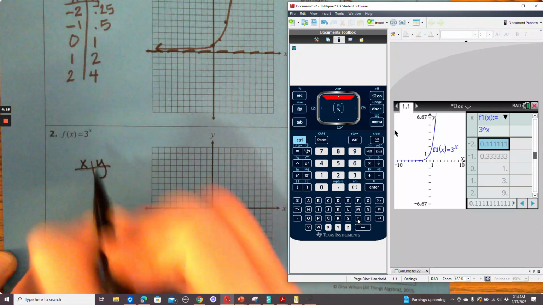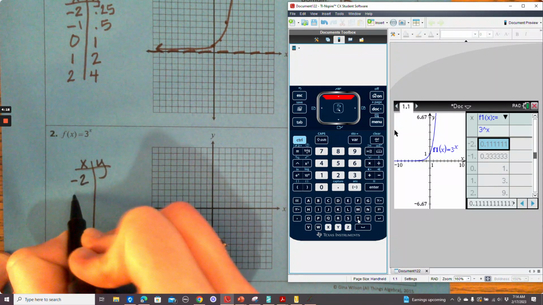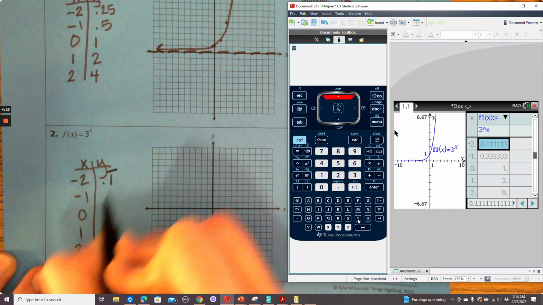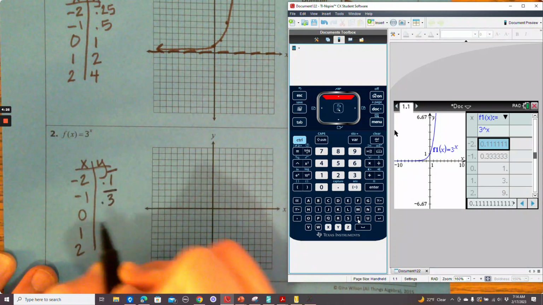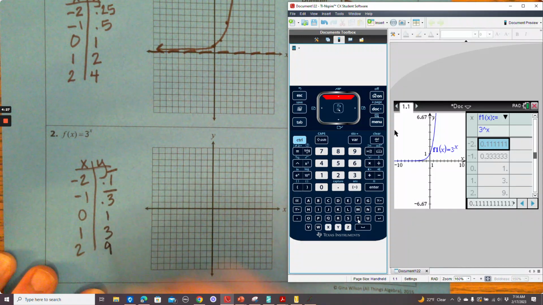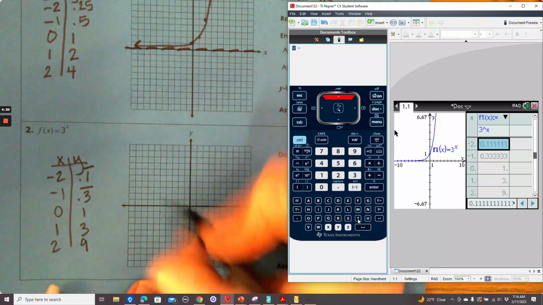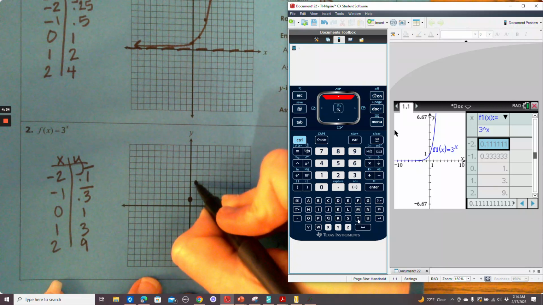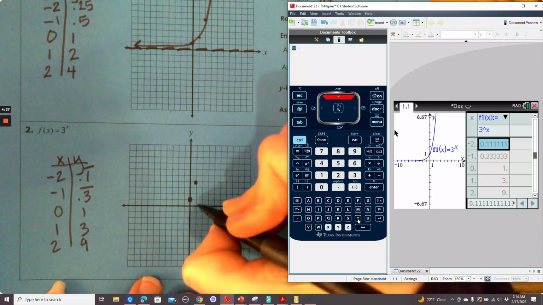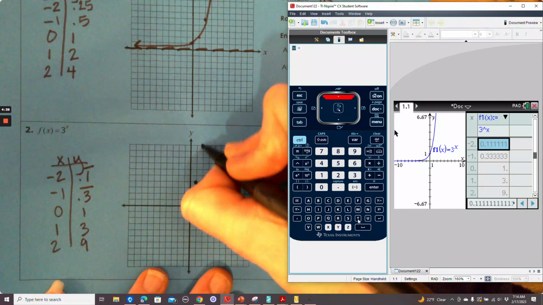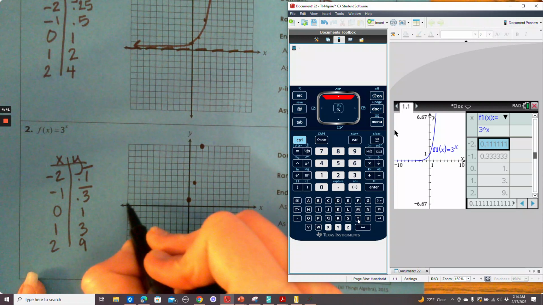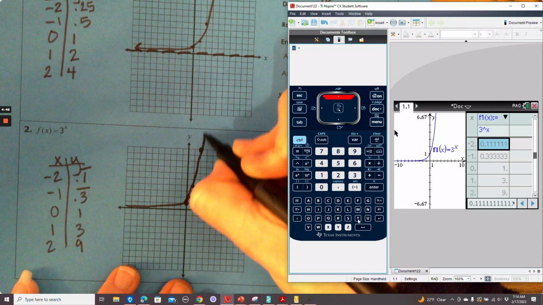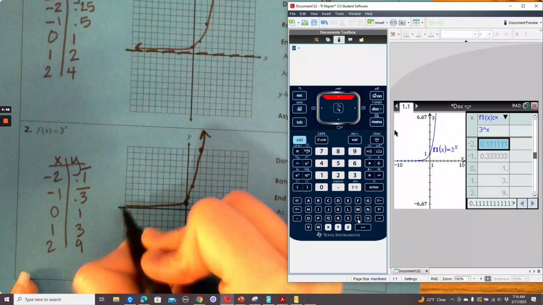So x and y, we've got negative 2, negative 1, 0, 1, and 2. So we've got 1/9, 1/3, 1, 3, and 9. So if I graph this again, I'm going to start at 0, 1, and then 1, 3, and then 2, 9, sorry, it's going to be way up here at the top. So it's going to look very similar to the other one. It just gets steeper quicker.